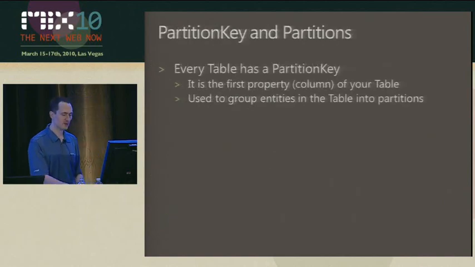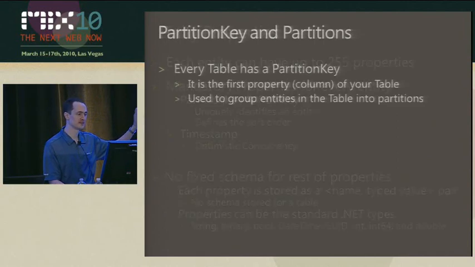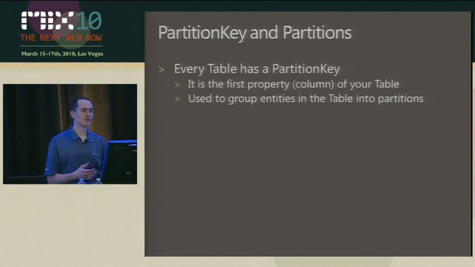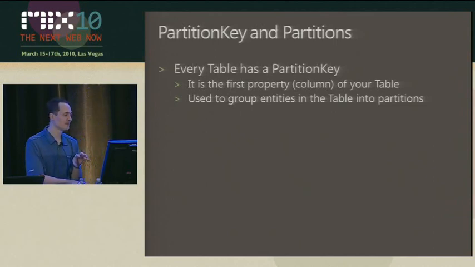Now, one concept I want to dive into in more detail are these two keys, the partition key and row key, in particular the partition key. This is very important if you're going to use Azure tables. Every table that you define has a partition key. You can sort of think of this as the first column of your table. This is also the first sort order of your table.